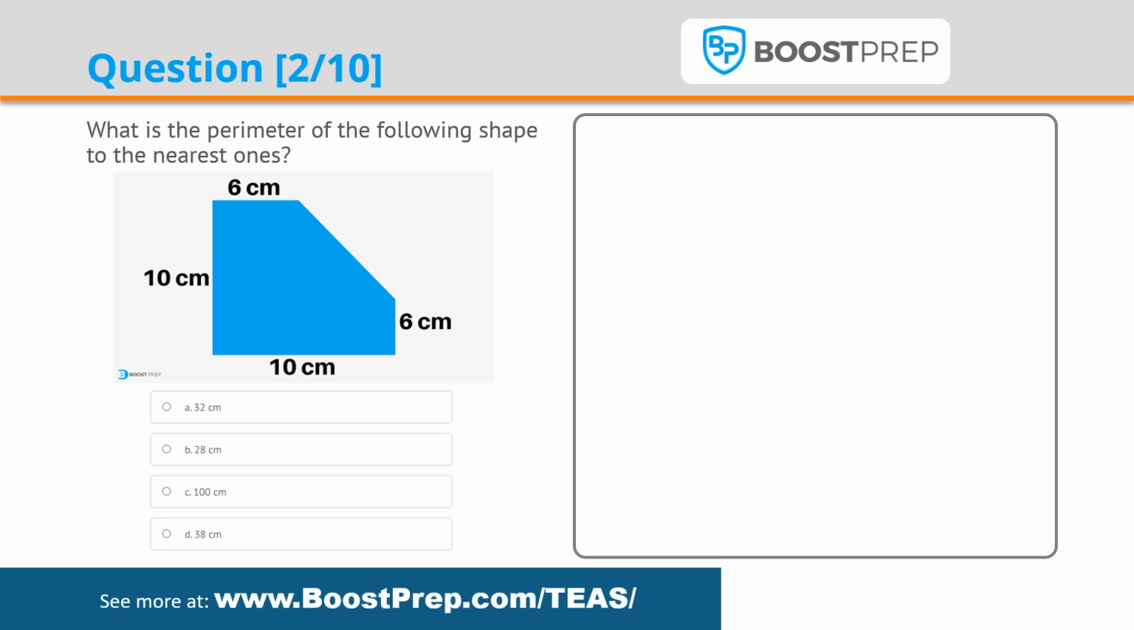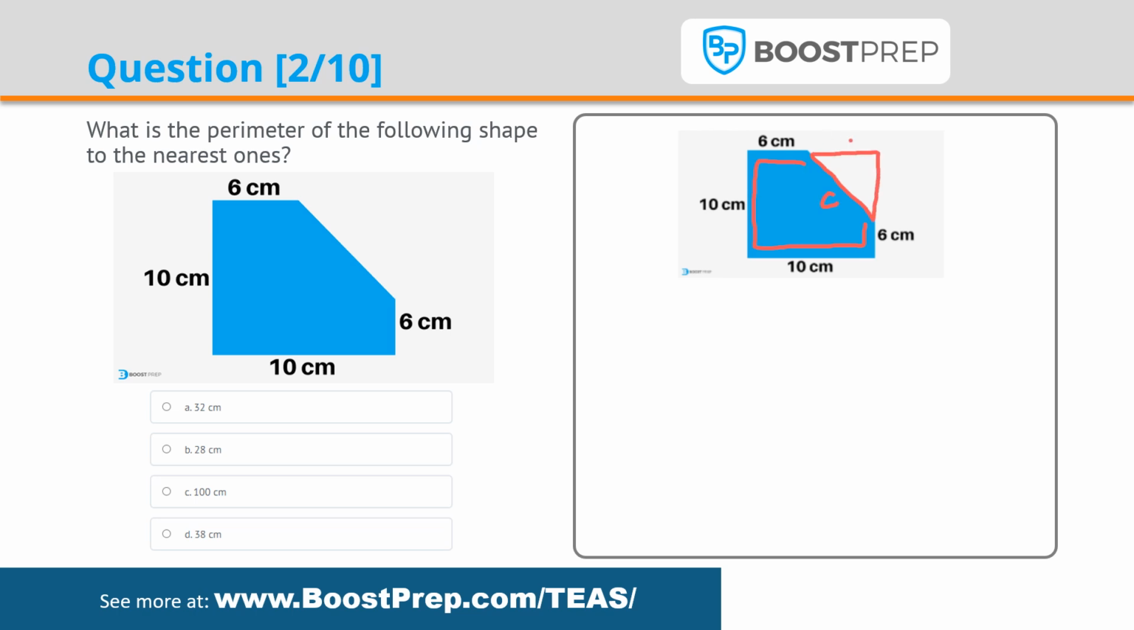What is the perimeter of the following shape to the nearest ones? In this case, the question is asking for the perimeter. Now the perimeter is the distance around the outside edge of the shape. And as you can see, we know 4 of the 5 sides. To find the 5th side, the easiest way to do it is to treat it like a right triangle.